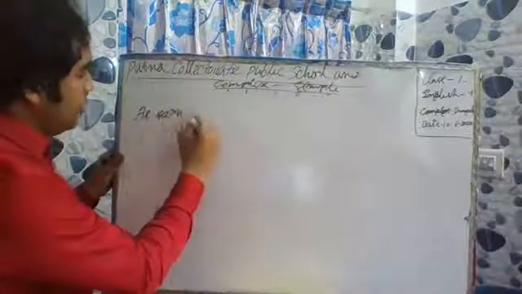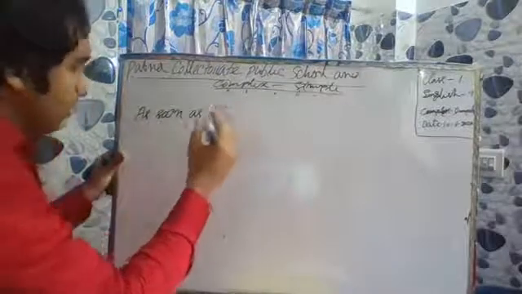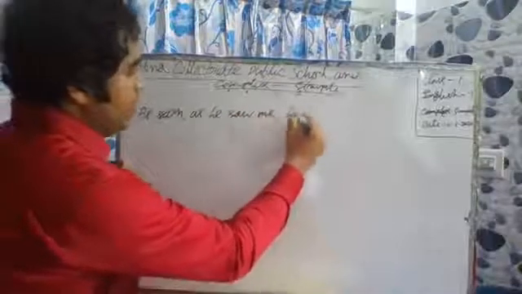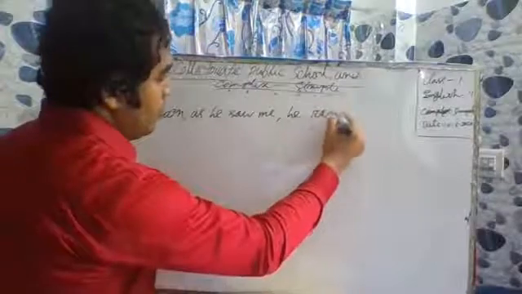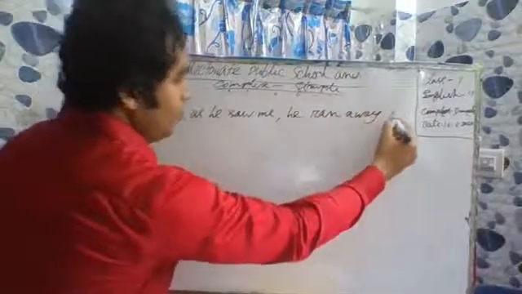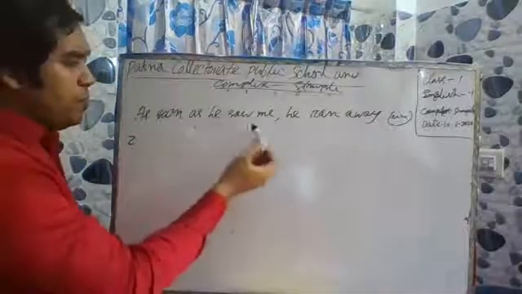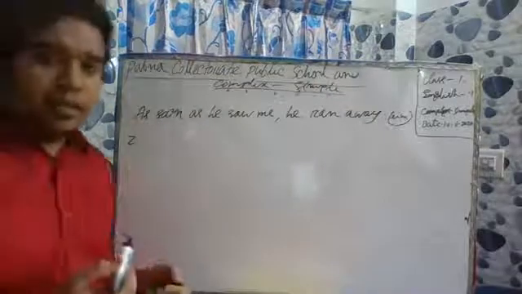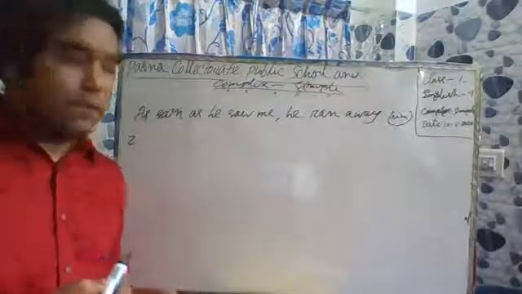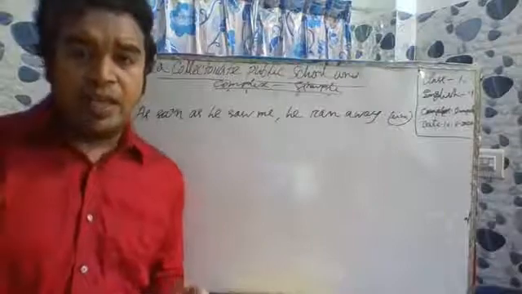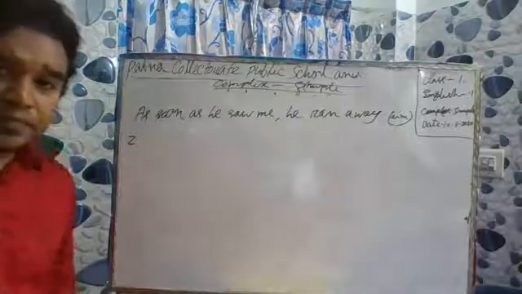As soon as he saw me, he ran away. Very common sentence to you, I know. Make it simple. As soon as he saw me, he ran away. As we know, this is a rule of right form of verb. When you are using this phrase as soon as, both of the clauses will be in past tense. That's why we have used here saw and ran. What will be the answer? Can you guess?